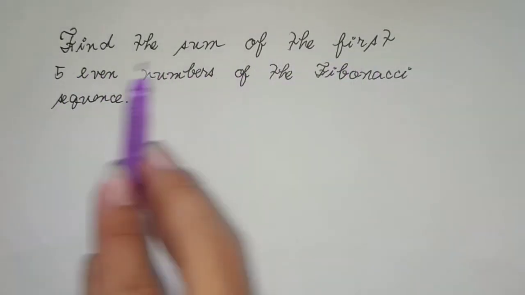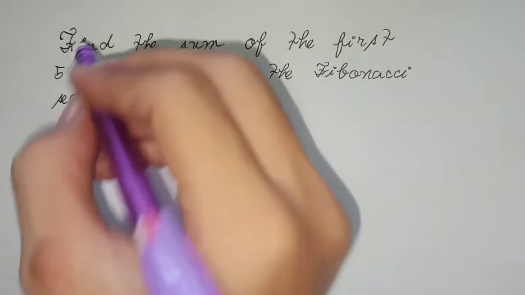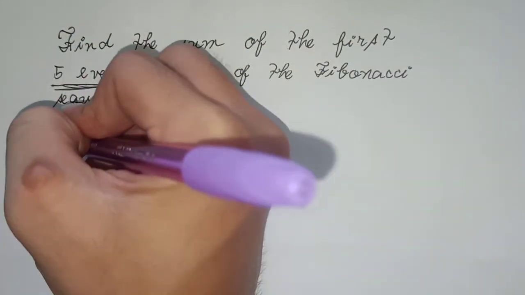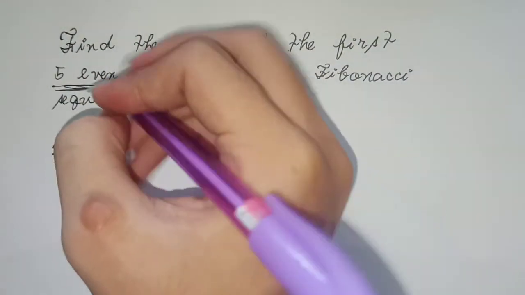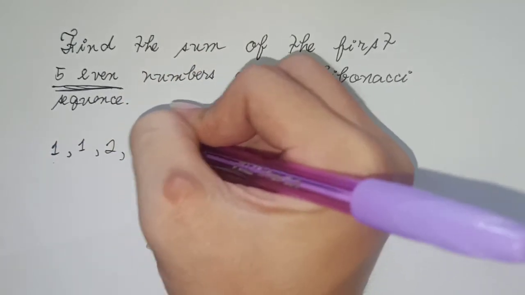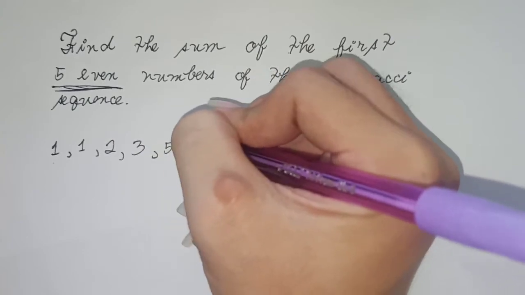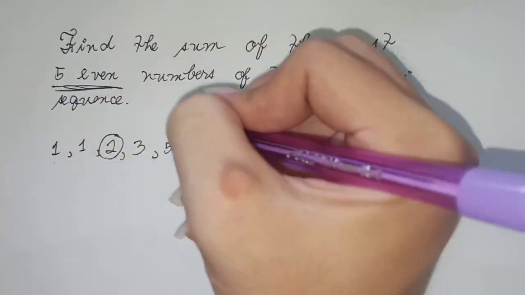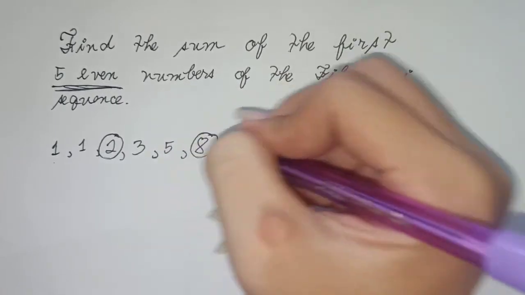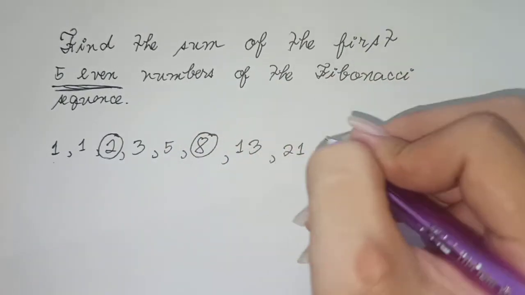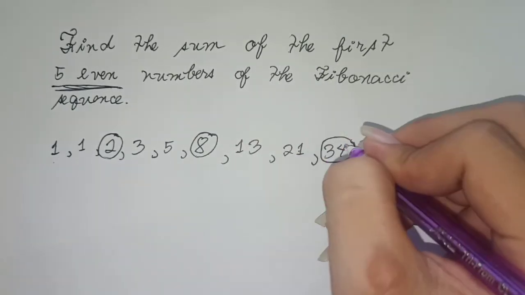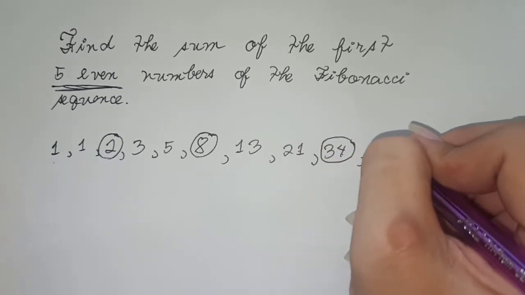Find the sum of the first 5 even numbers of the Fibonacci sequence. Take note, first 5 even numbers. So it's time to write the sequence. We have 1 and 1. We have 2. Let's encircle all the even numbers to determine if we already have the first 5 even numbers. So we already have 2 and 8. So 3 more to go. Just follow the pattern. Yes, we have 34. Our third even number.